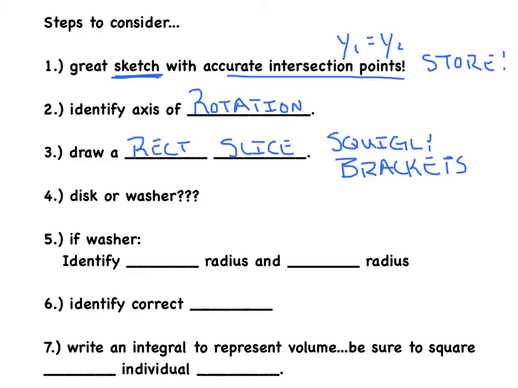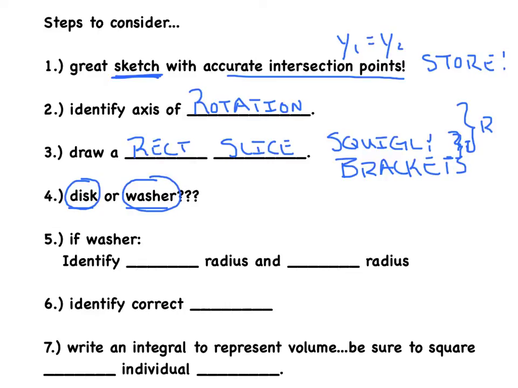But I want you to draw a squiggly bracket that represents capital R, and then you're going to draw a little itty-bitty squiggly bracket to represent the little r. So each radius is going to have its own squiggly bracket. Then just ask yourself, am I working with a disc or a washer? How do you know? Well, it goes back to what we said on the first or second slide. If your slice is touching the axis of rotation, you've got a disc. If there's a gap between your slice and the axis of rotation, you've got a washer.